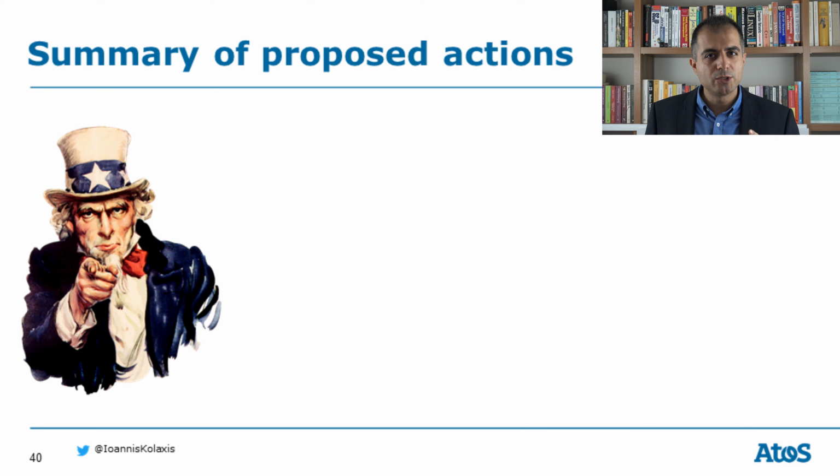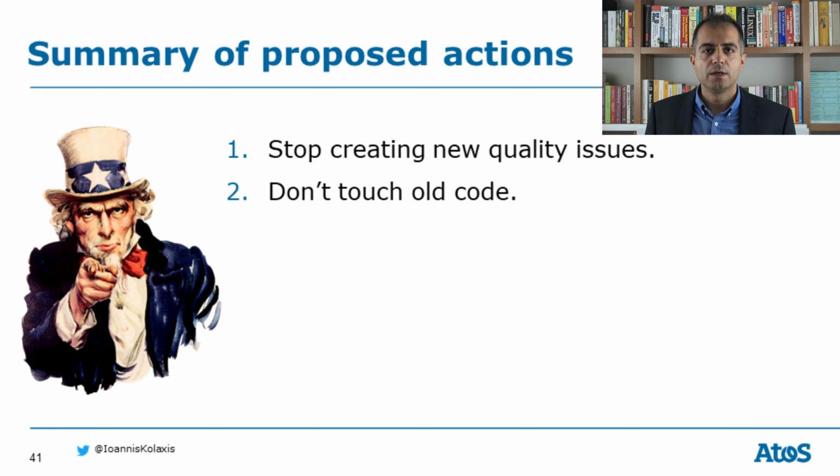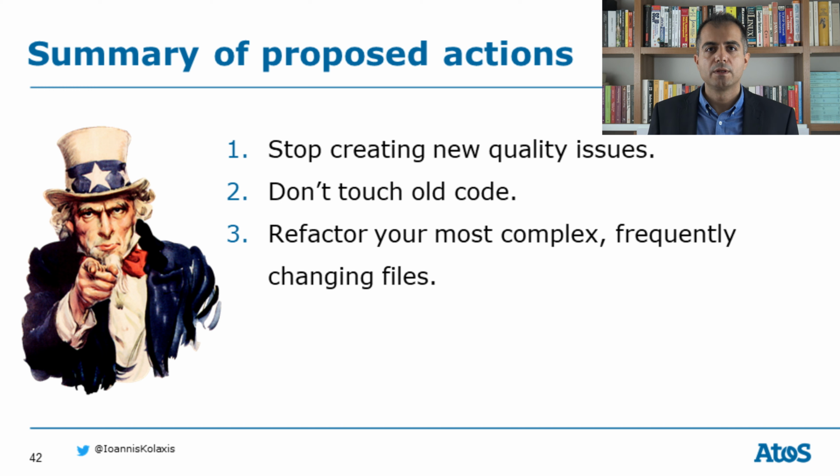So here is what you need to do in order to improve the quality of your software application. First of all, you need to stop creating new quality issues. We've seen how we can do this using tools such as SonarLint and SonarQube, where we set the quality gates. Second, you must be really careful not to touch old code, because old code is reliable code. Third, you must refactor your most complex, frequently changing files, because these are the ones that act as a bottleneck for your development team. They are the ones where you spend the most time reading and trying to understand what they do.